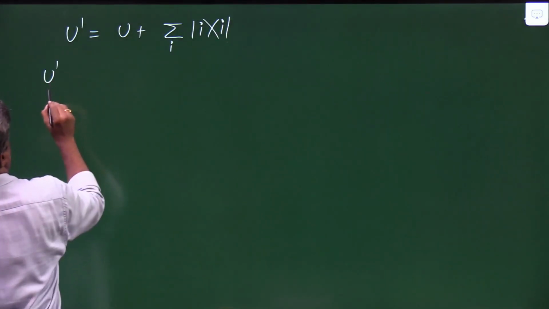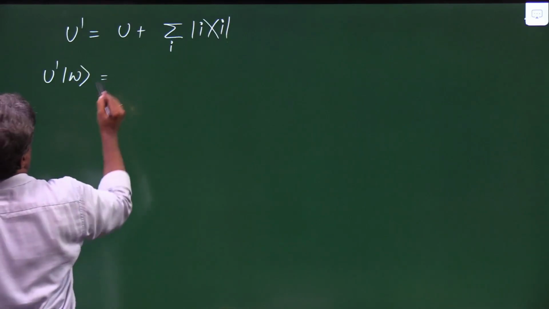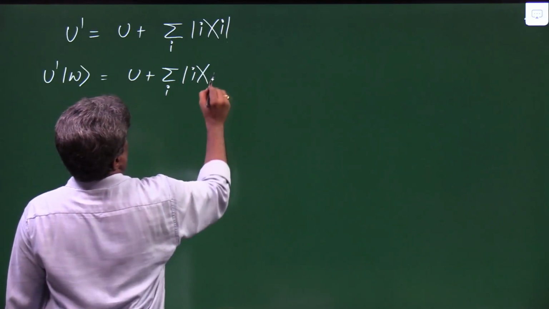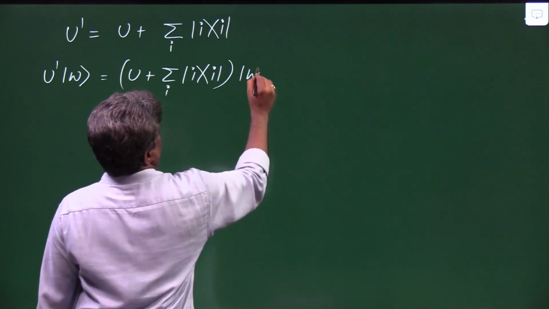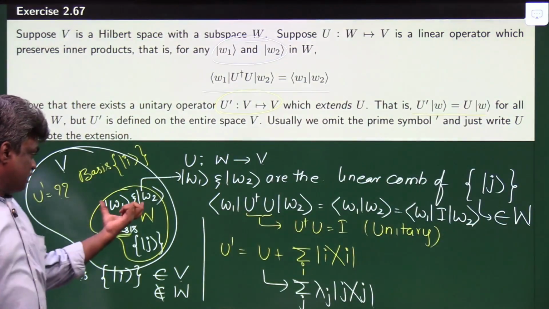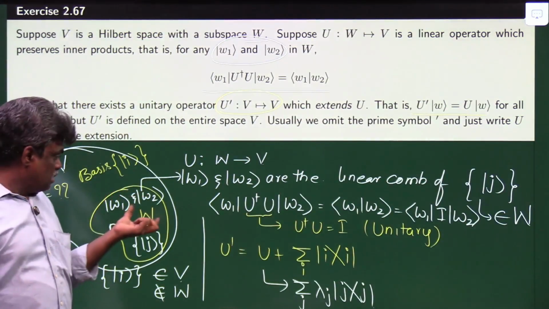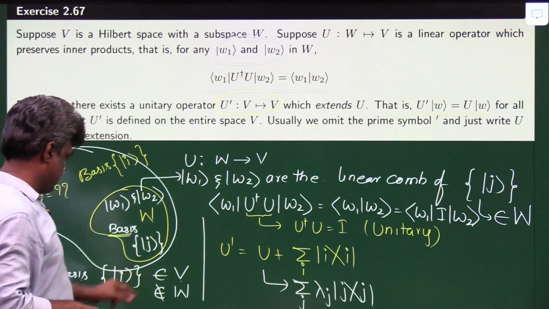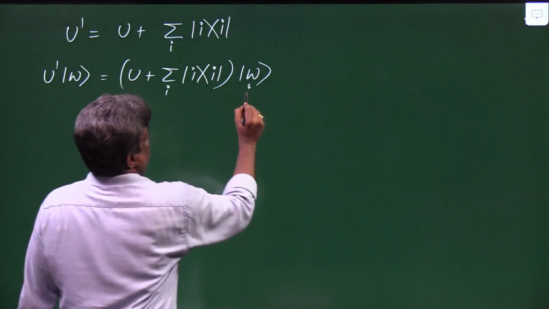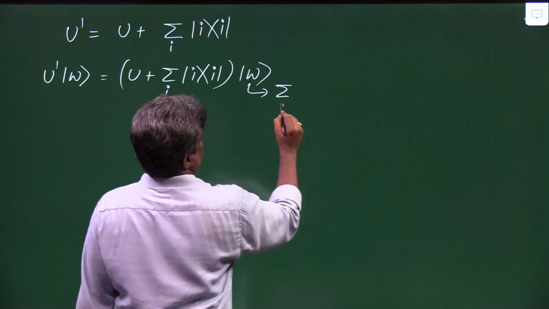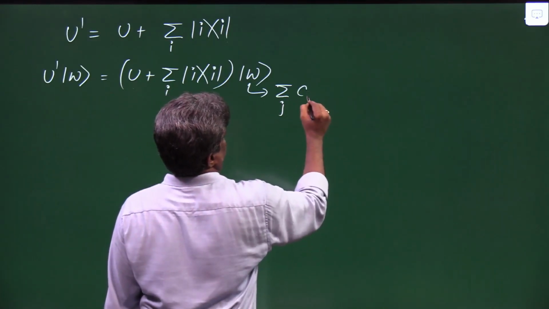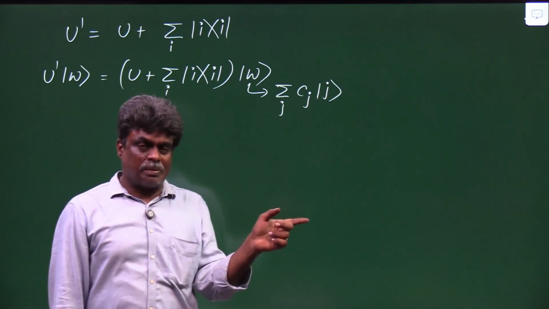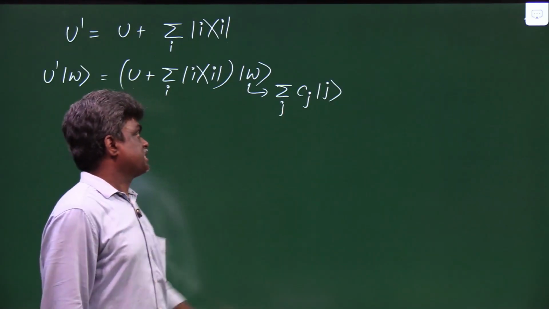Now I'm taking u prime and operating on a w, which is nothing but u plus summation over i of the outer product |i><i| operating on w. I told you already what w is. These are the states in the w subspace, which are linear combinations of the base states |j>, say with coefficients cj. Every state vector in that Hilbert space can be written as a linear combination of base states.